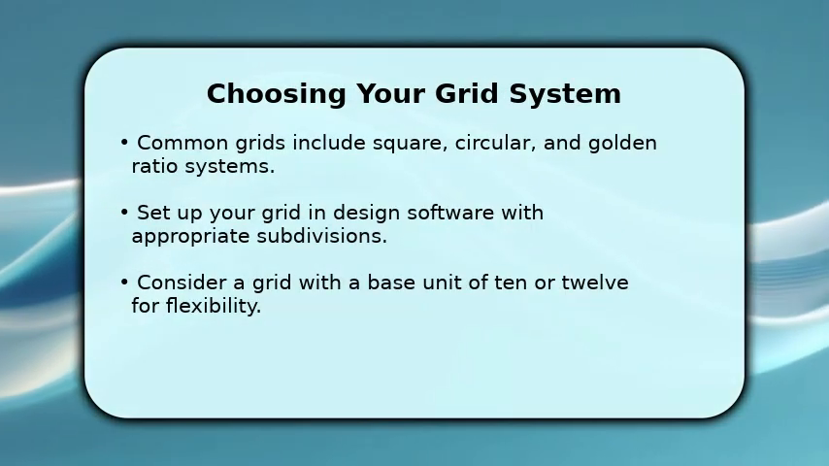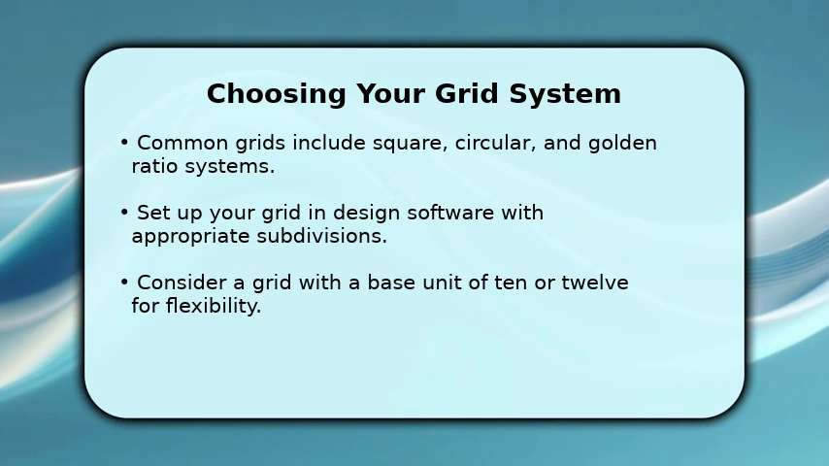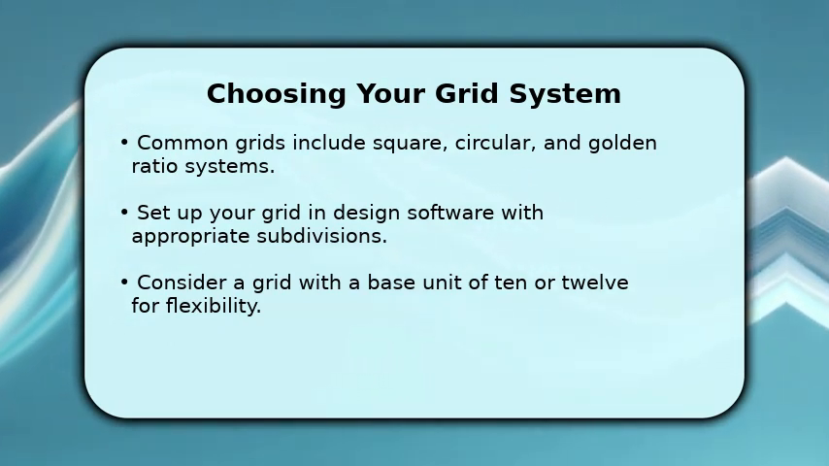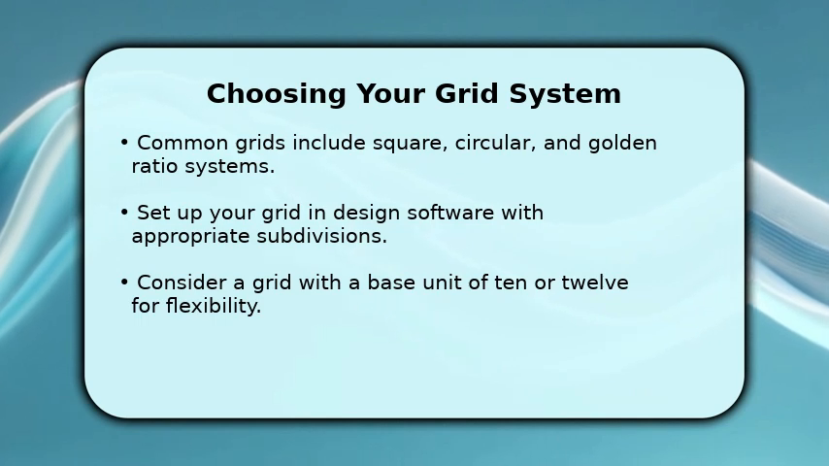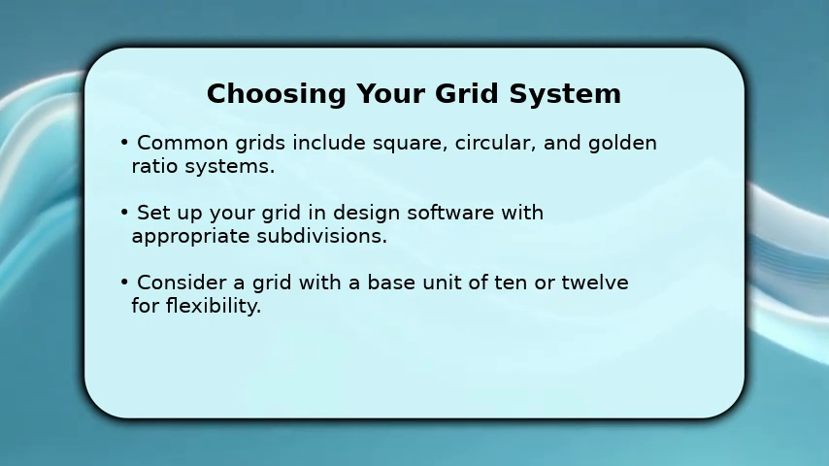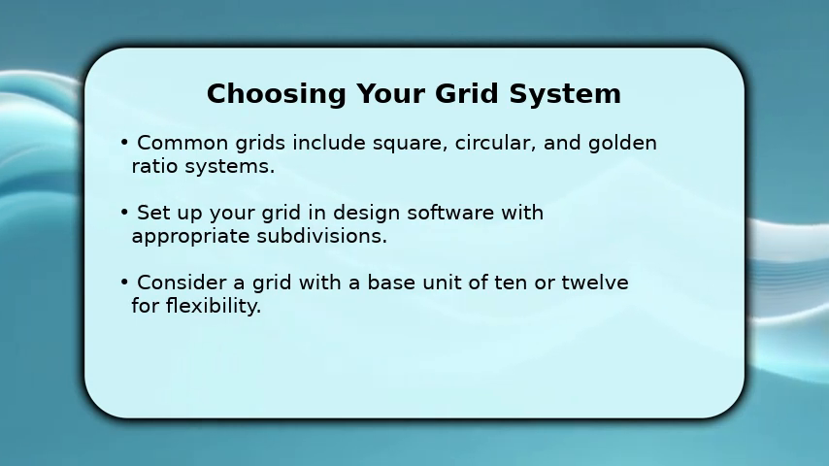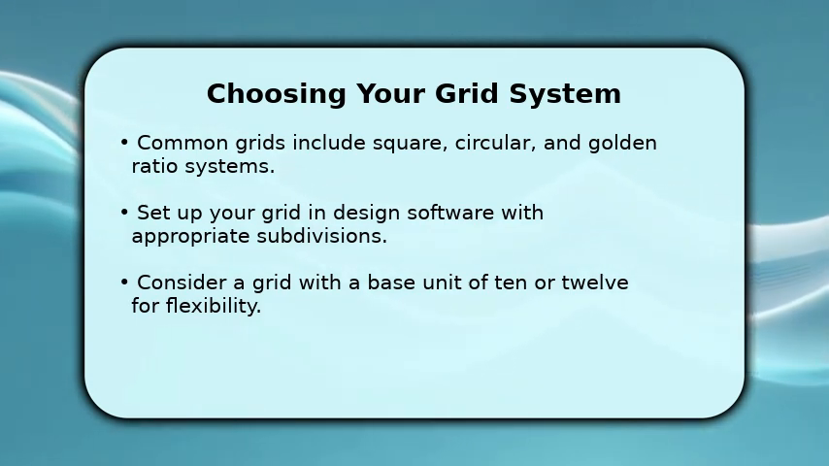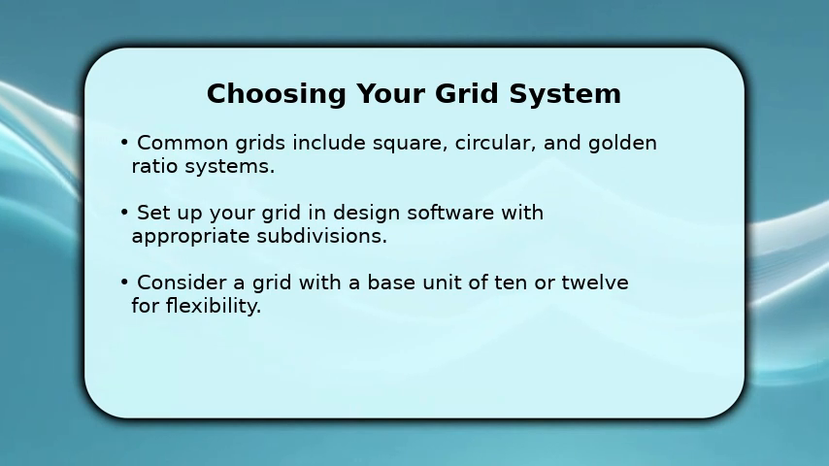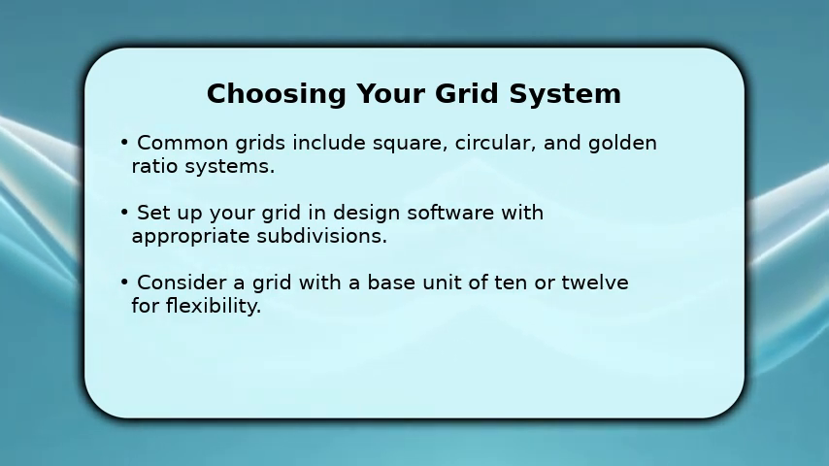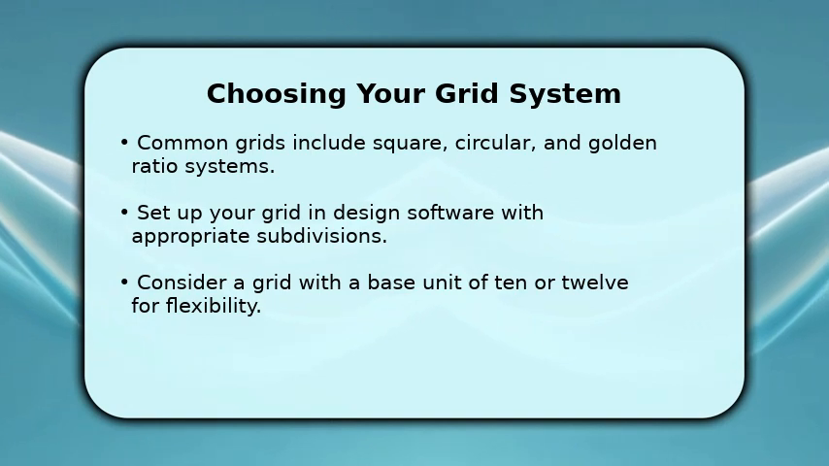Choosing the right grid system is crucial for your logo's foundation. You might consider a simple square grid, a more complex circular grid, or even the elegant golden ratio. When setting up your design software, aim for a grid with a base unit of 10 or 12 pixels or points. This provides ample flexibility for subdividing and aligning your elements with precision, ensuring every detail is accounted for.